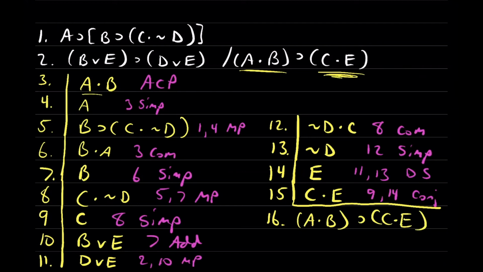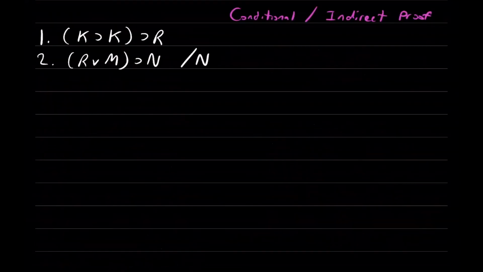Here's where we have to be really careful. Everything from line 3 all the way through line 15, 3 through 15 by conditional proof. And we are done. Okay, let's move on and do some examples using both conditional proof and indirect proof.